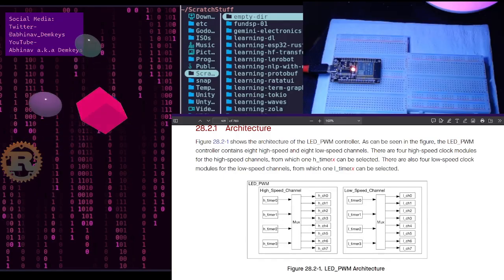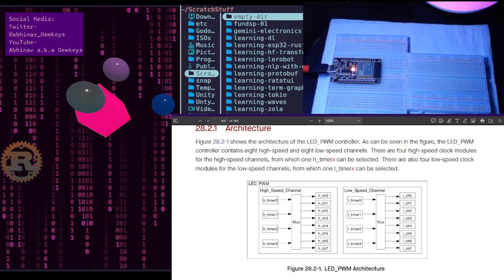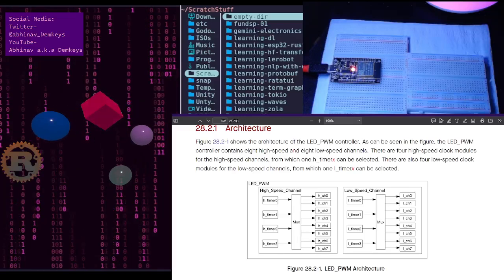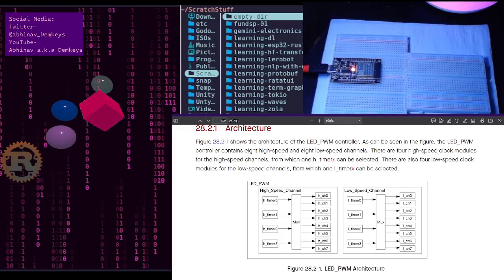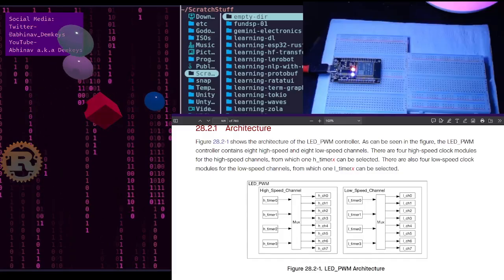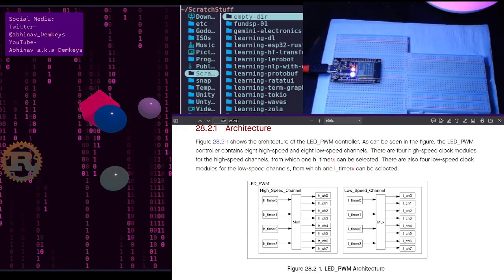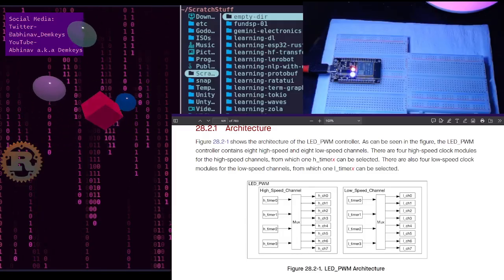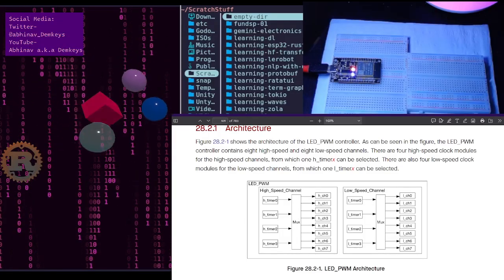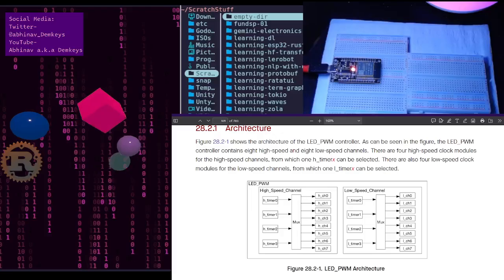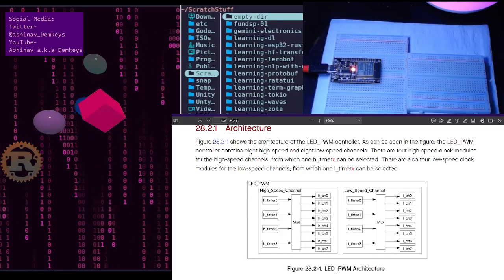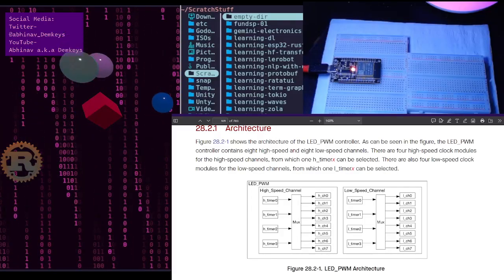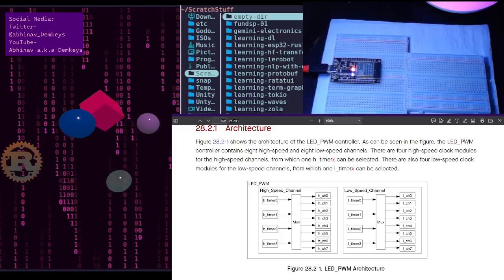I need to make sure that these are transistors. I think these are transistors. I'm pretty sure these are transistors because it's not the IC that's powering the LED strips. So it has to be transistors.